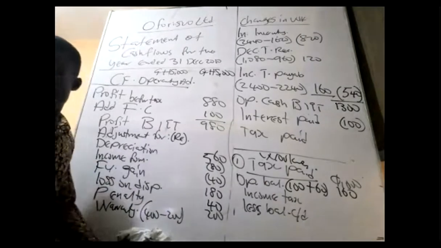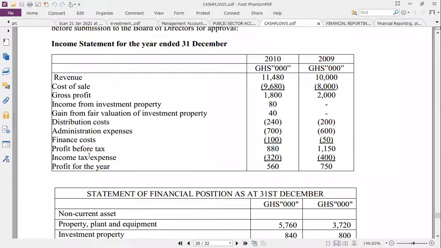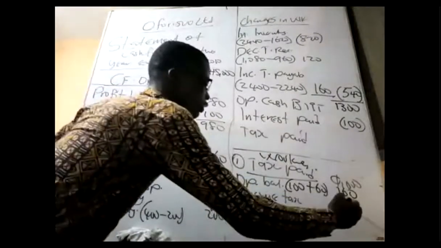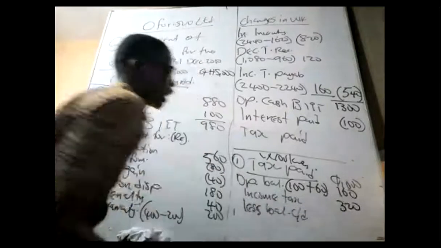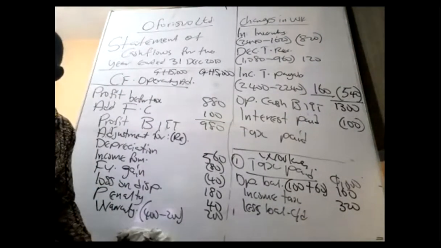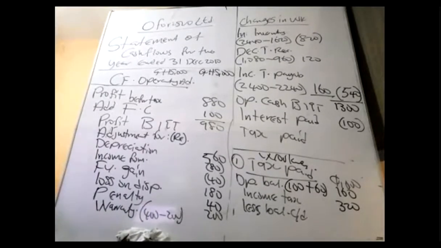Go to the P&L where we find income tax expense. Income tax expense from the P&L. Yes, it's 320,000. Add 320 to it. Again, go and pick the closing balance, and then that's the end of the game. Anytime you look for something paid, something received, that is all.